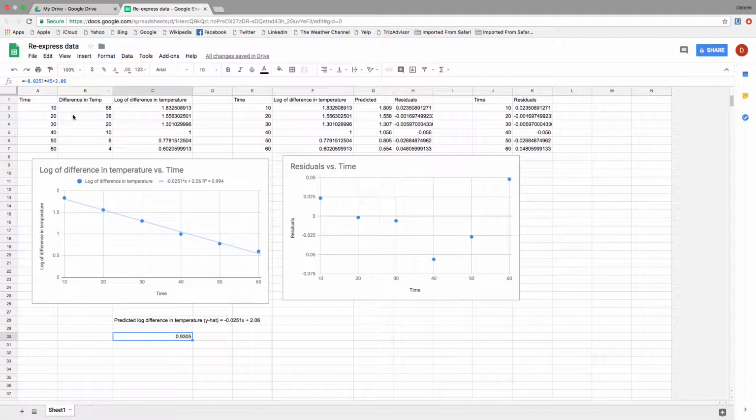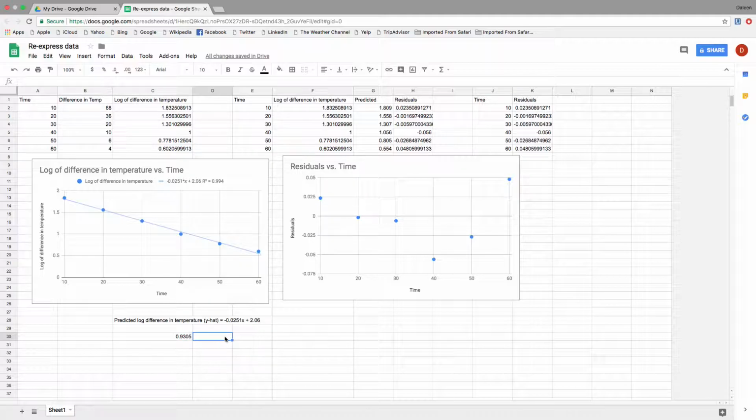That is not the predicted difference in temperature for 45 minutes. If you look at these values up here, that makes sense, because at 40 minutes the difference in temperature is 10, and at 50 minutes it's 6. So our answer should be somewhere in the middle, between 6 and 10. The fact that it's 0.93 is saying something's not right here. What's not right is that we have calculated the predicted log difference in temperature. So we need to take this 0.93 and convert that into a difference in temperature.